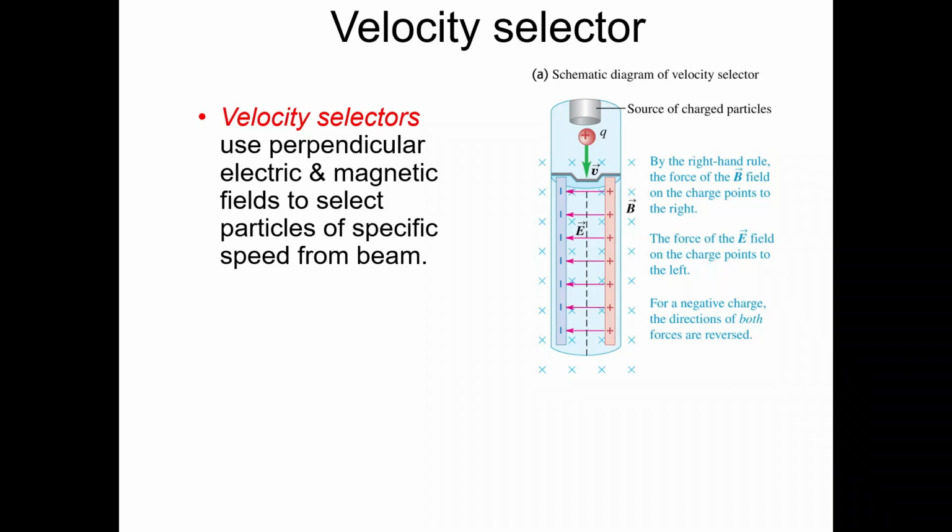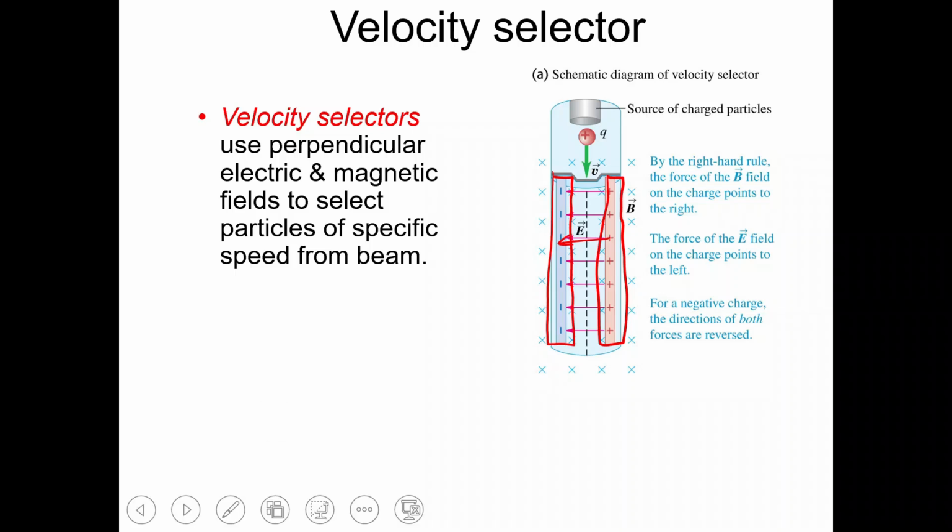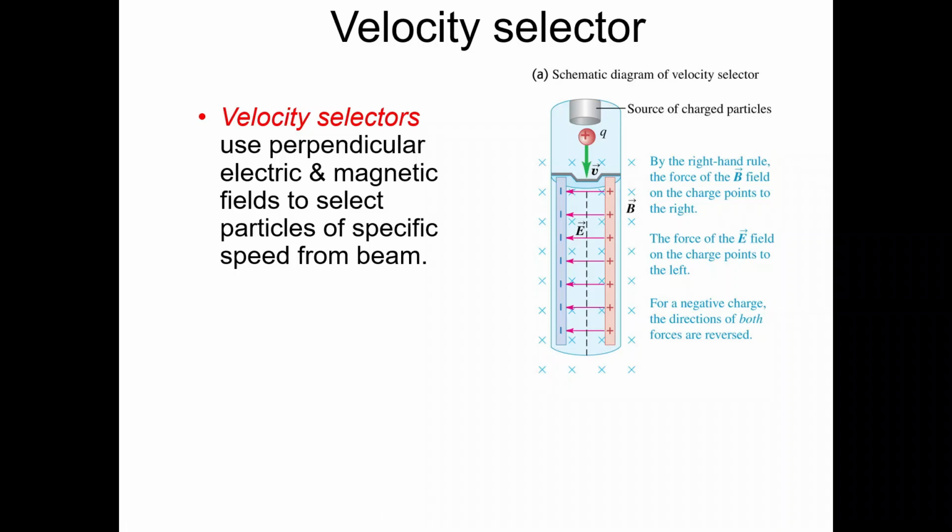So picture what's going on here. I have on one side a positive plate. On the other side, I have a negative plate. So these are parallel plates, creating an electric field from positive to negative. That's the first part of my velocity selector. The second part of my velocity selector is the magnetic field. In this case, I have a magnetic field in that entire area that is pointing into the page.